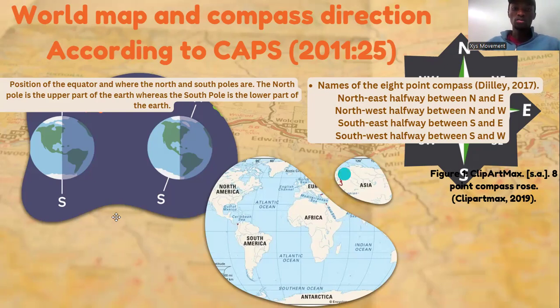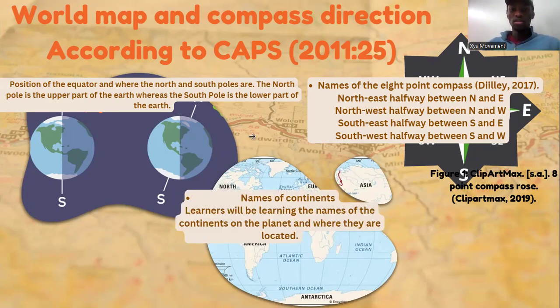So the third topic that needs to be covered is the names of continents. There are 7 continents: Europe, Asia, Africa, South and North America, Australia, and Antarctica.